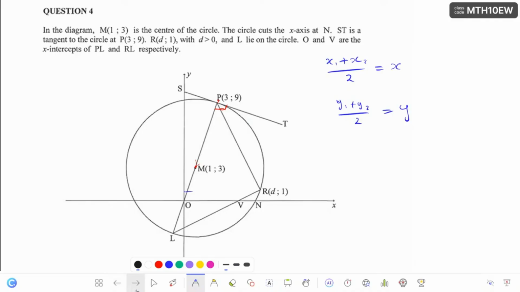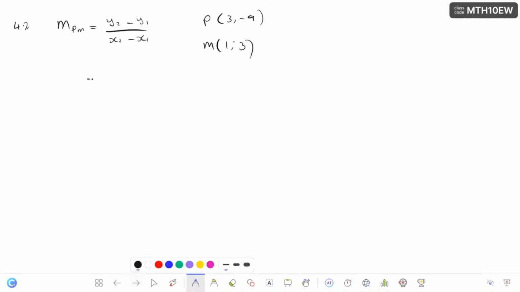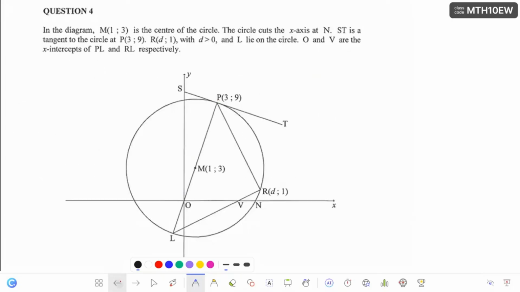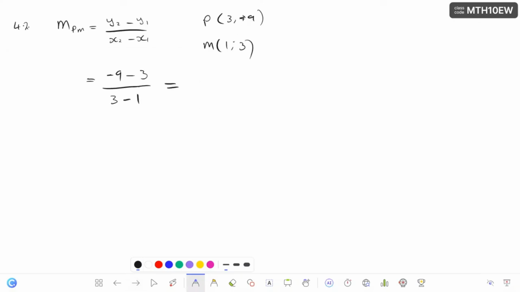Verify. Yes. So this one is simply going to be 9 minus 3 over 3 minus 1. Oh sorry guys, I made a mistake. It's not negative 9, it's positive 9 here. So the answer is going to be 3.